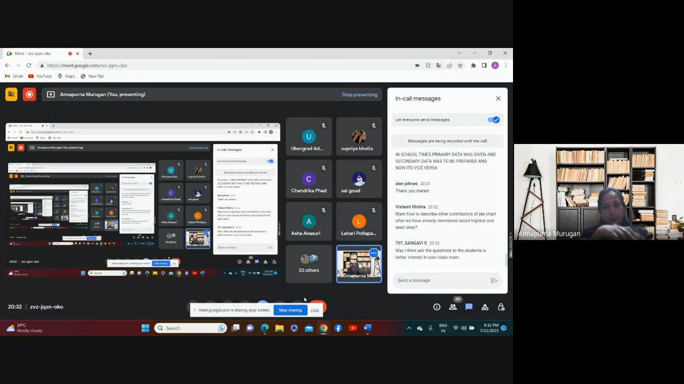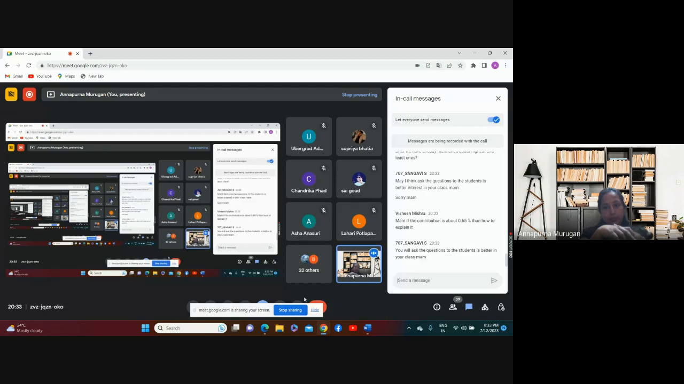If the contribution is 0.65%, you need to say very minimal. Minimal. So you can use the word minimal. Minimal is less than minimum.